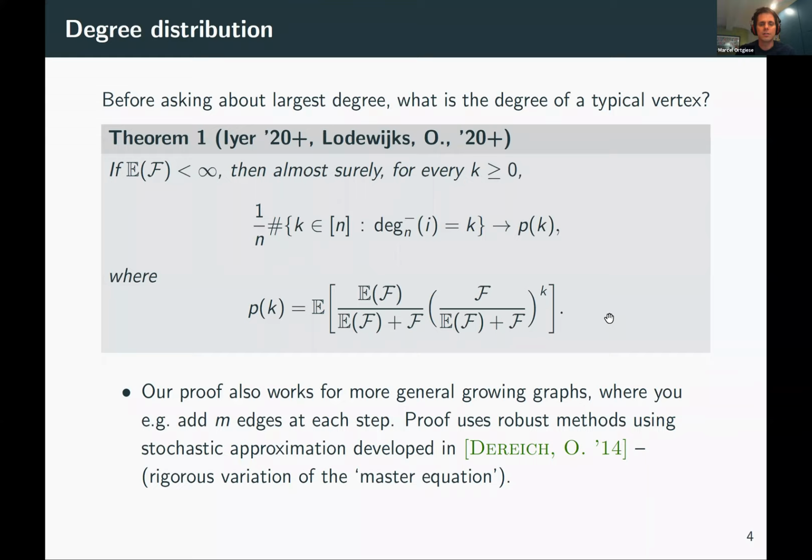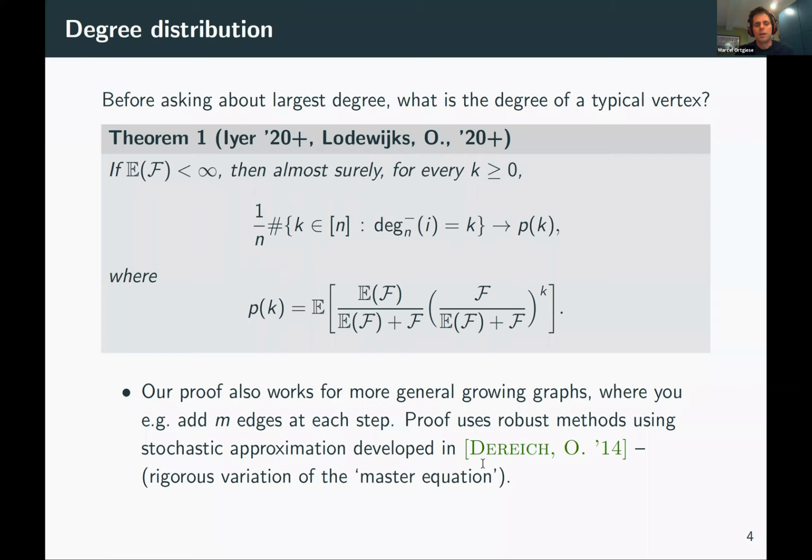Our results work not only for trees, they also work for more general graphs where you introduce, say, a fixed number of edges every time you introduce a new vertex and connect those. The methods are pretty robust. To prove this, we use what's known as a stochastic approximation. An alternative, and that's what has been done, is a coupling with the branching process. So maybe that's what some people might prefer, but that obviously only works if you have a tree.